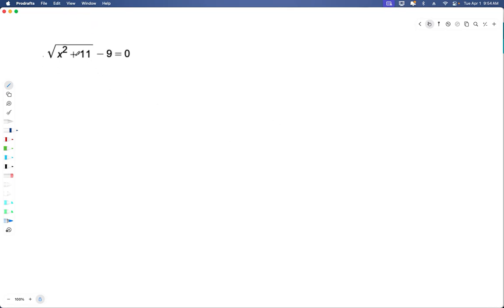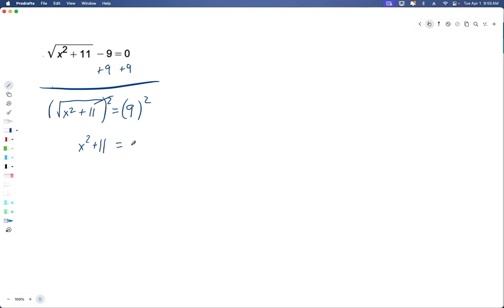What we want to do is get the radical by itself. So we are going to add 9 to both sides. That leaves the square root of x squared plus 11 is equal to 9. Now to get rid of this, I'm going to square both sides. Then this cancels the square root symbol. So I have x squared plus 11 is equal to 9 times 9, which is 81. Now I'm going to subtract 11 from both sides. x squared is equal to 70.